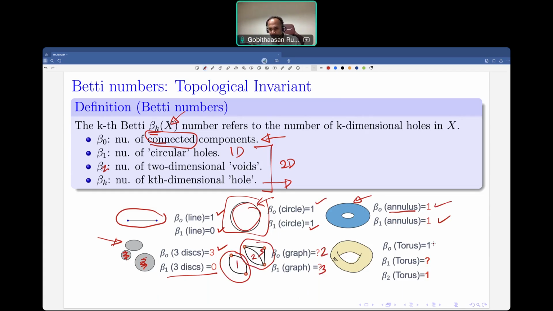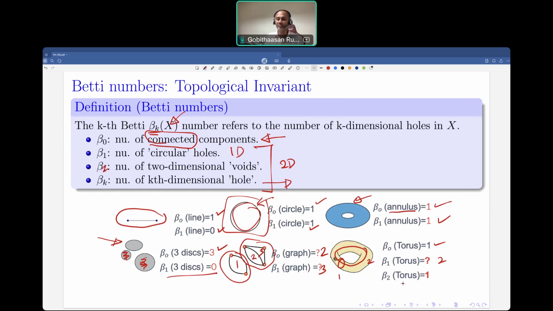Whereas for a torus, of course, it is one connected component. How many holes? There are actually two holes. One hole is surrounding itself, and another hole is surrounding here. So two holes actually. And then, of course, Betti 2.